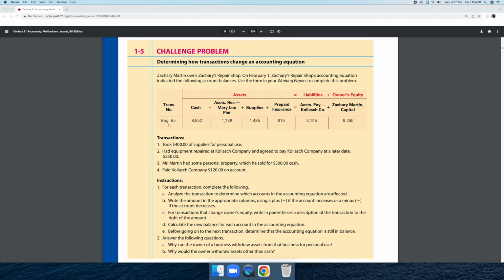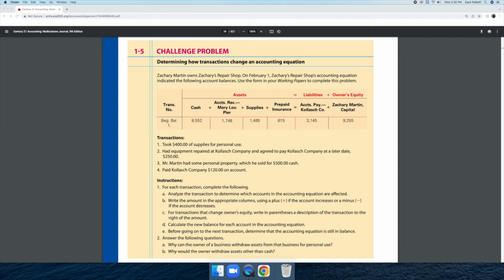in accounting equation. So the instructions say, Zachary Martin owns Zachary's Repair Shop. On February 1st, Zachary's Repair Shop's accounting equation indicated the following account balances. Use the form in your working papers to complete this problem. Alright, so as you can see here, we are given 4 transactions.